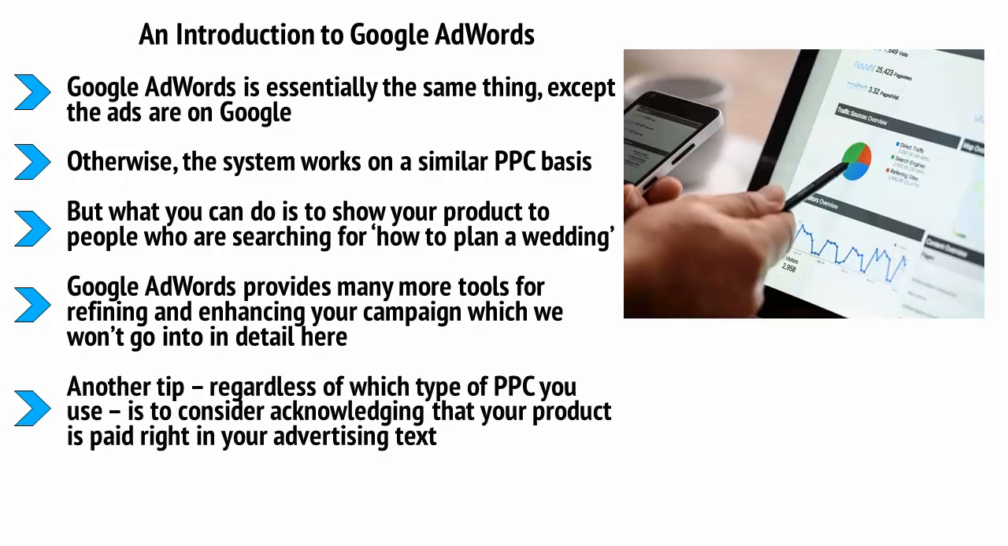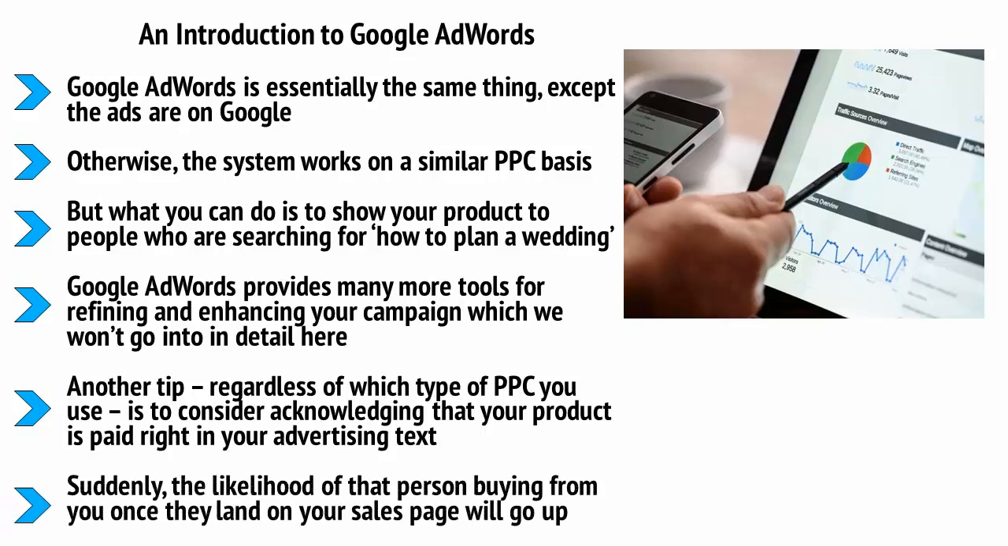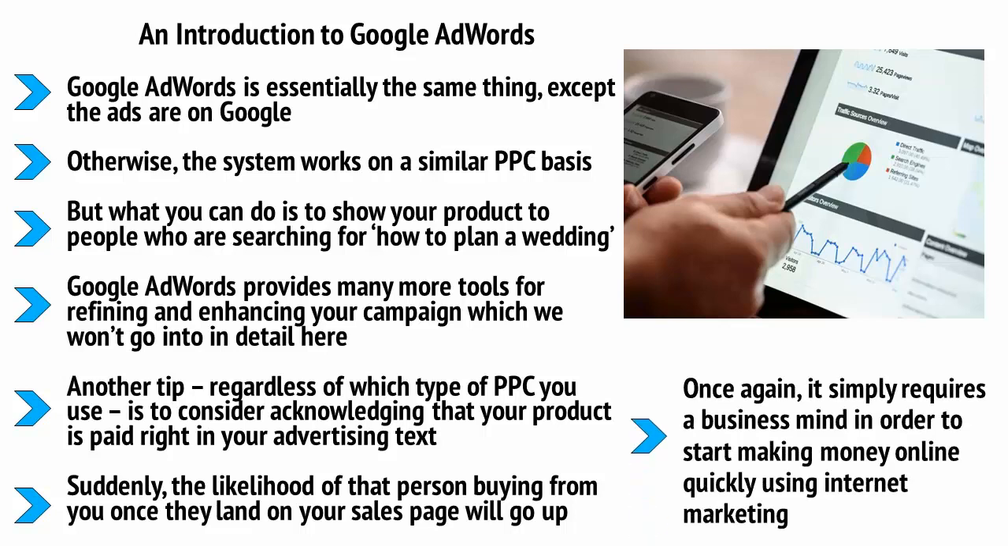Another tip, regardless of which type of PPC you use, is to consider acknowledging that your product is paid right in your advertising text. You can even include the price by saying $30 ebook on wedding planning. You will prevent people from clicking the ad unless they're willing, at least in theory, to pay that much for an ebook. Suddenly, the likelihood of that person buying from you once they land in your sales page will go up. The percentage of people who click the ads and then buy from you should have gone up significantly, and as such, you should be earning a lot more. Once again, it simply requires a business mind in order to start making money online quickly using internet marketing.